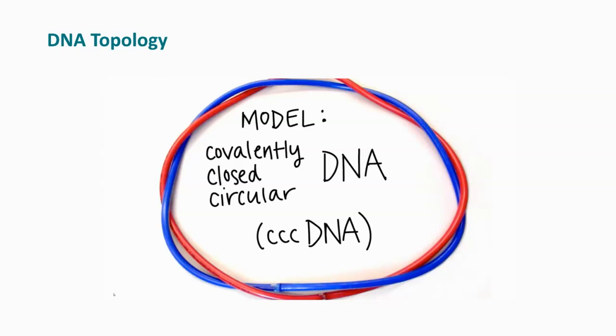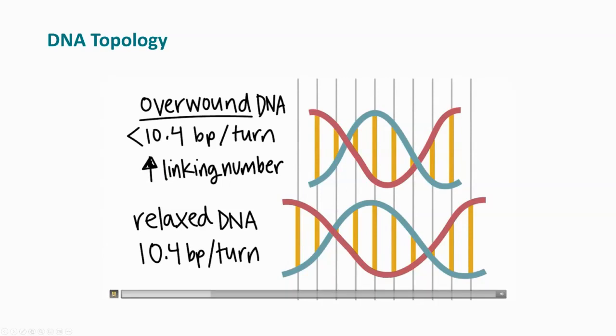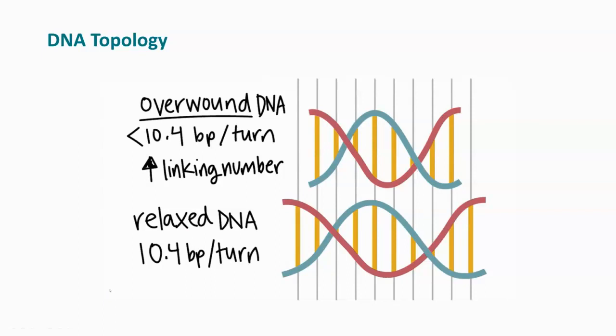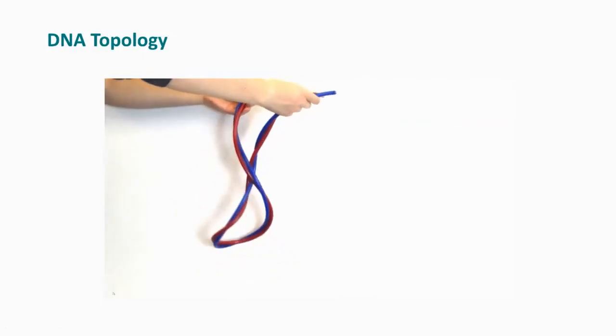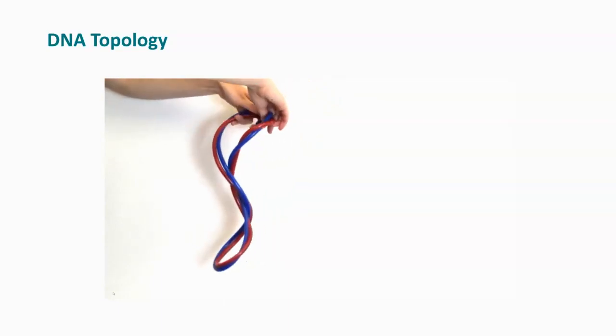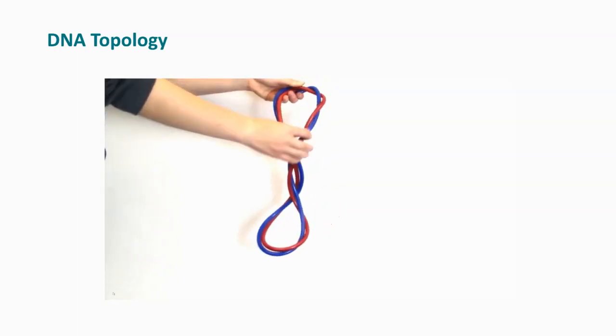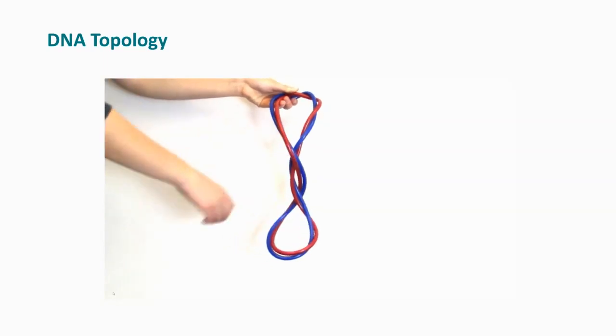But what would physically happen to this DNA if you added or removed twists or writhe in the double helix? Overwound DNA has fewer than 10.4 base pairs per turn of the helix. Thus, overwound DNA is more tightly wound than relaxed DNA and has a greater number of twists and a higher linking number than relaxed DNA. When DNA is overwound and has an increased linking number, the DNA becomes positively supercoiled, and the double-stranded structure begins wrapping around itself and creating positive writhe. Regardless of these visible changes in conformation, remember that positively supercoiled DNA will have a higher linking number than relaxed DNA, and the two strands of the double-stranded DNA are more difficult to separate.